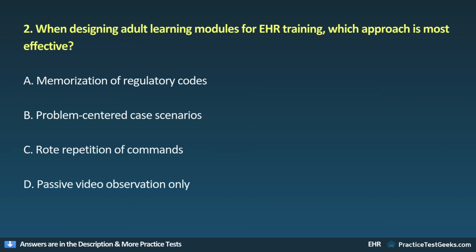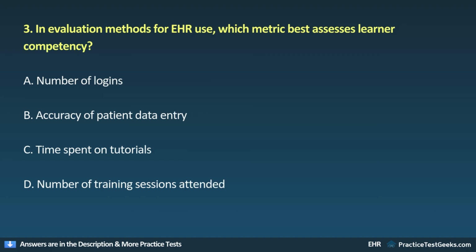2. When designing adult learning modules for EHR training, which approach is most effective? A. Memorization of regulatory codes. B. Problem-centered case scenarios. C. Rote repetition of commands. D. Passive video observation only.